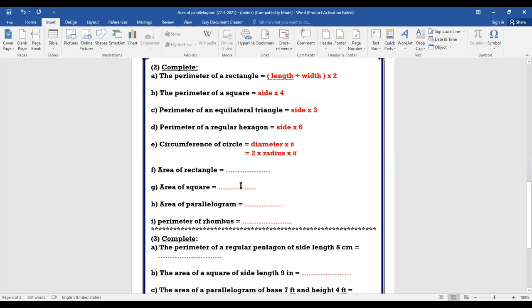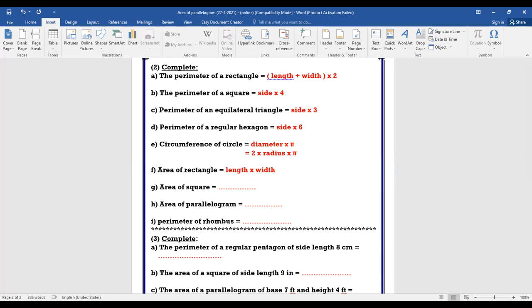Area of a rectangle. What is the formula of the area of a rectangle? This was yesterday's lesson. The area of a rectangle is length multiplied by width. Only length multiplied by width.